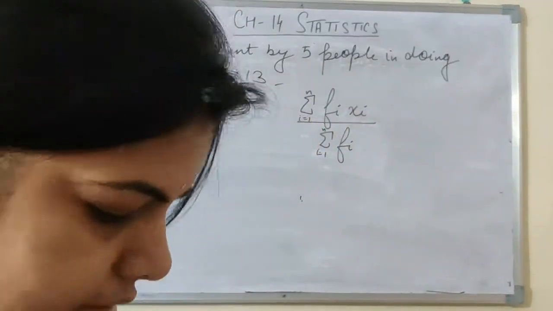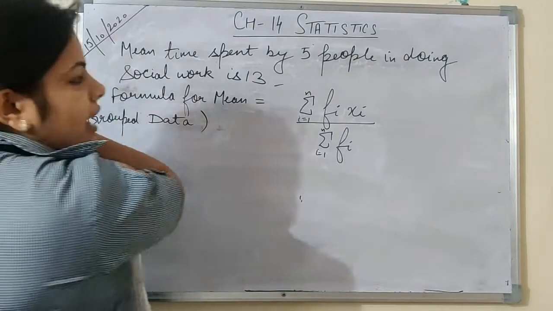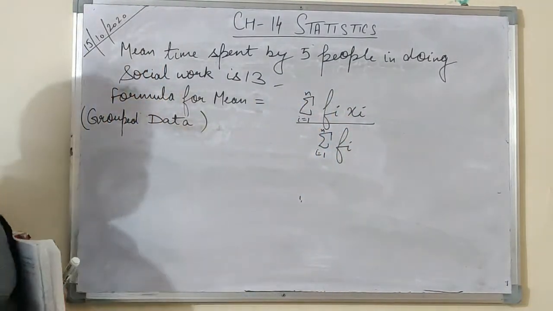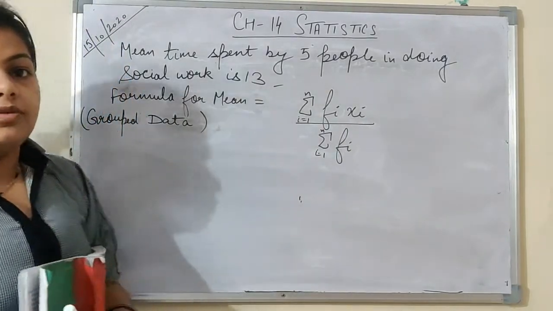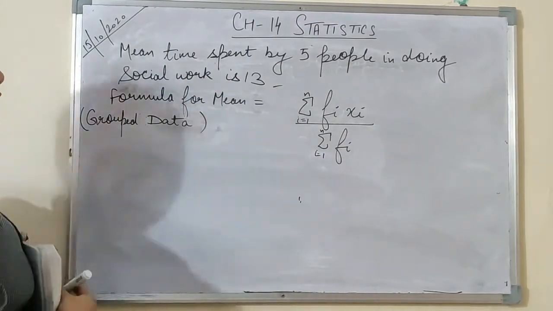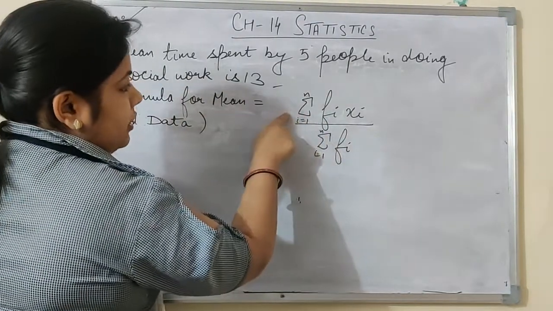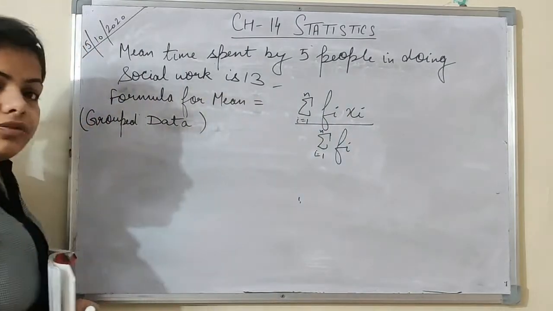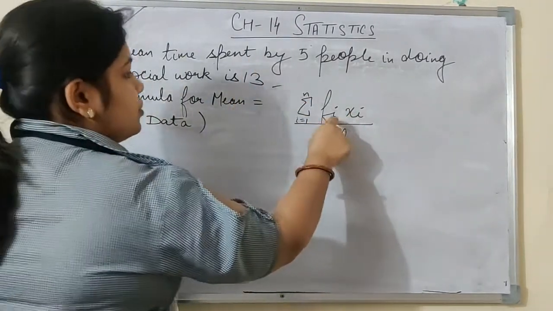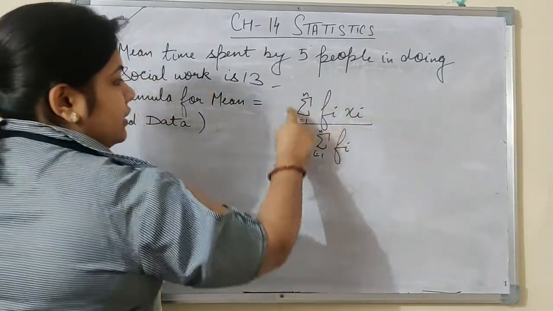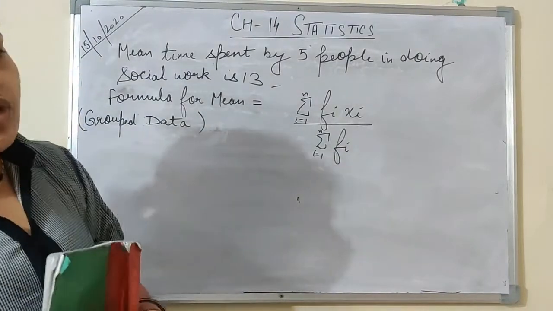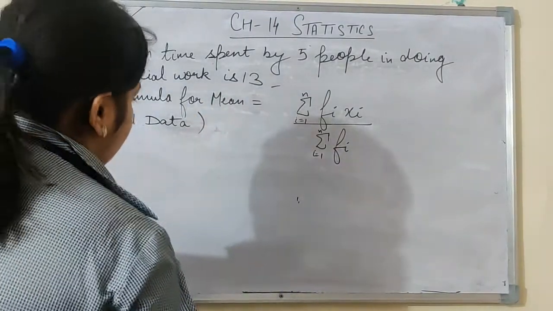As you see here, I am calling this symbol summation. Summation means the sum of all the products of f and x. So before doing summation, we have to find the value of fi xi. Then we will sum those fi xi and put it here. And summation fi means the sum of all frequencies.